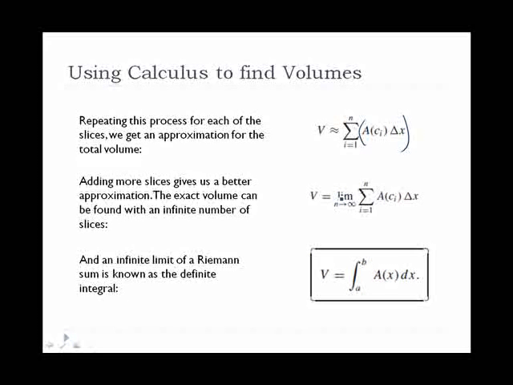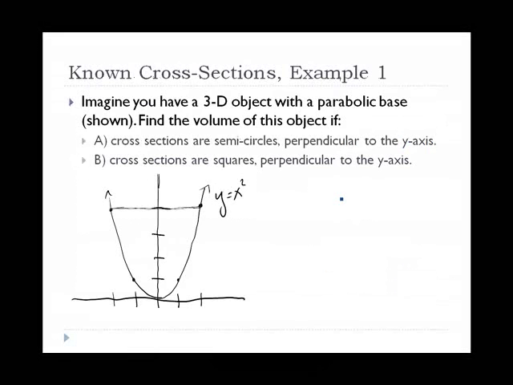The infinite limit of a Riemann sum is known as the definite integral, so we can find the exact volume of a region by finding that approximating cylinder, figuring out the area of the cylinder, and multiplying by delta x, which gives us the volume of a small thin cylinder, a thin slice, and we sum all of those from A to B.